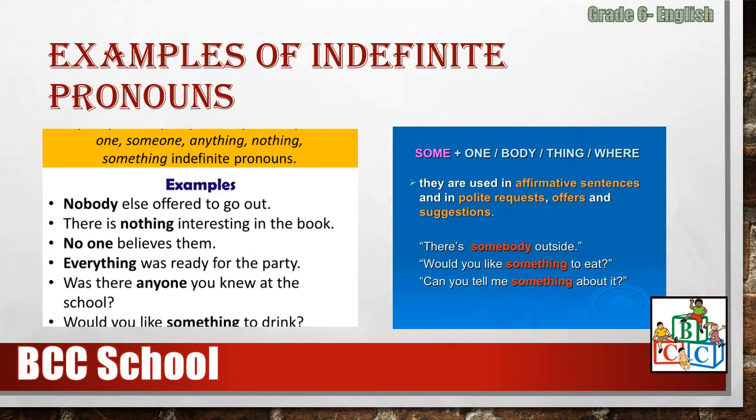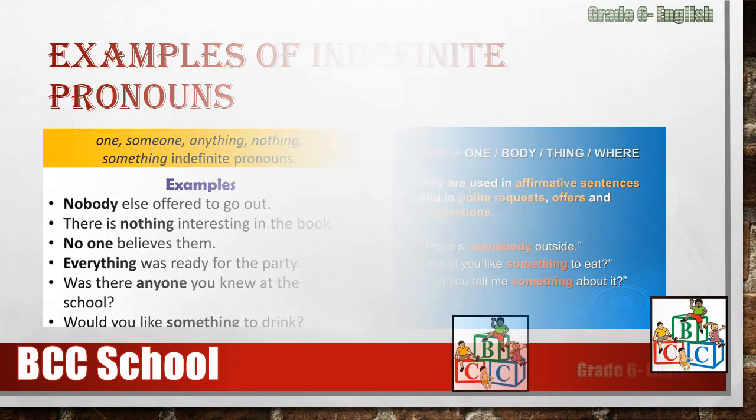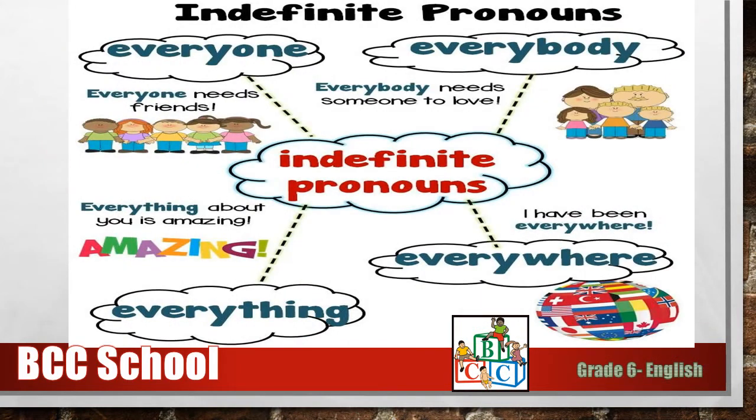Now there are some indefinite pronouns with the word some. For example, there's somebody outside. Would you like something to eat? Can you tell me something about it? We will see some more indefinite pronouns with the word every, such as everyone, everybody, everything, and everywhere.